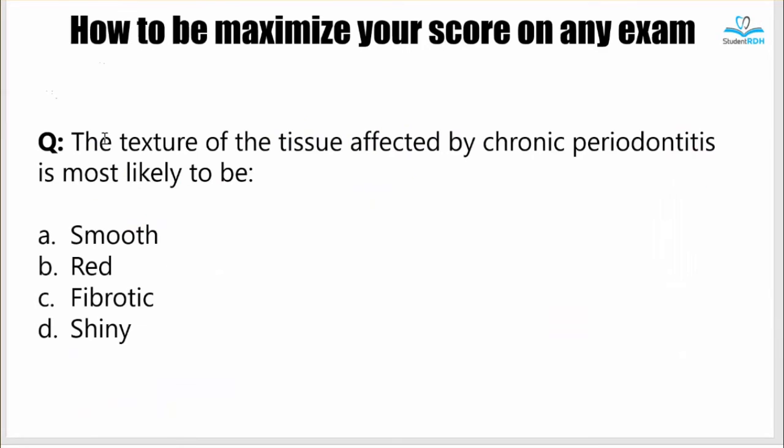Let's look at an example like we always do. The texture of the tissue affected by chronic periodontitis is most likely to be. So it's asking, when you have chronic periodontitis, what the tissue would be like. And here, what would be the keyword? Among all of those, I think this is the keyword, chronic, because there's a distinction between chronic and acute periodontitis. Chronic has been going on for a long time, and acute is something that's just short. And the answer choices: smooth, red, fibrotic, shiny.